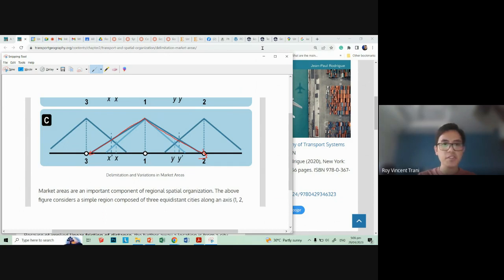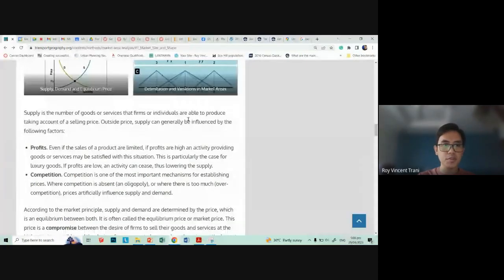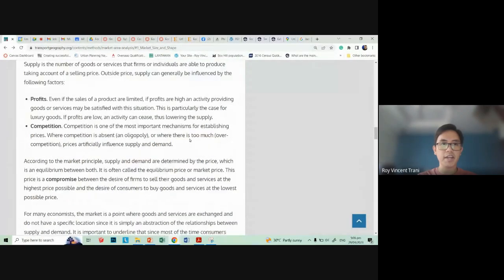Supply is the number of goods and services that a firm or individuals are able to produce, taking into account selling price. Outside price, supply can generally be influenced by the following factors. Number one is profit. Even if the sales of products are limited, if profits are high, an activity providing goods or services may be satisfied with the situation. This is particularly the case for luxury goods. If profits are low, an activity can cease, thus lowering the supply.